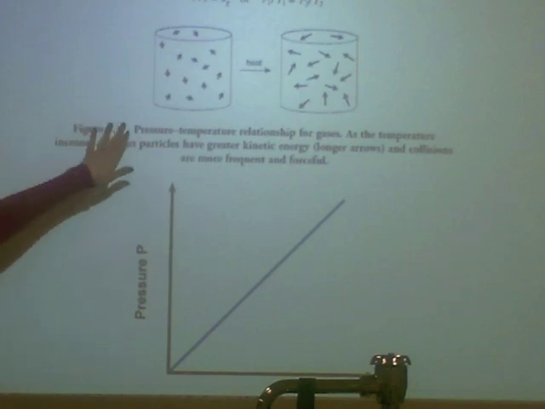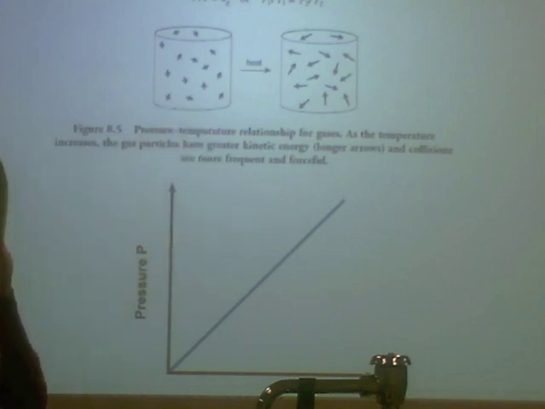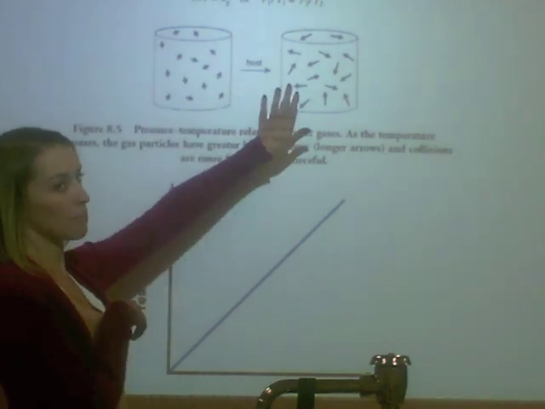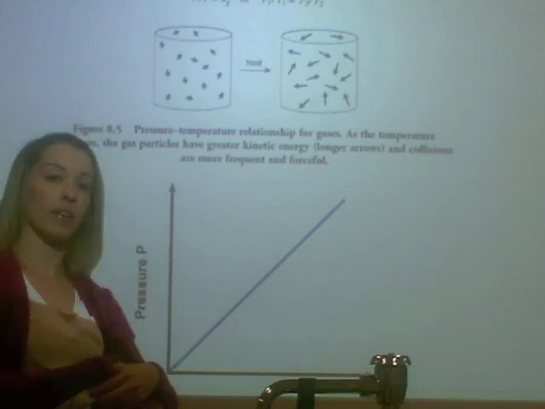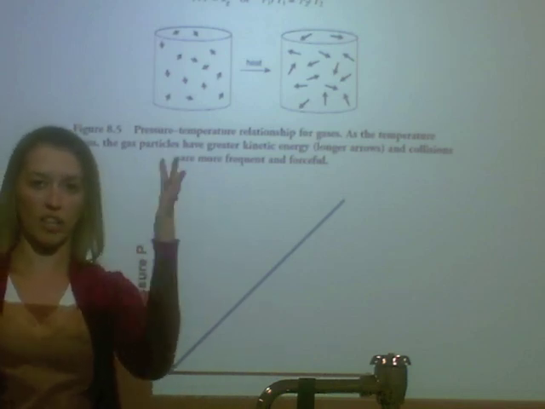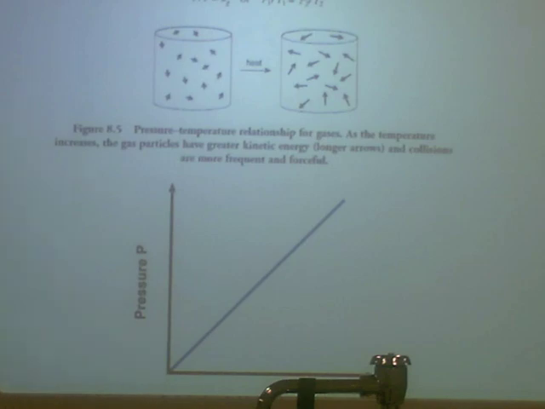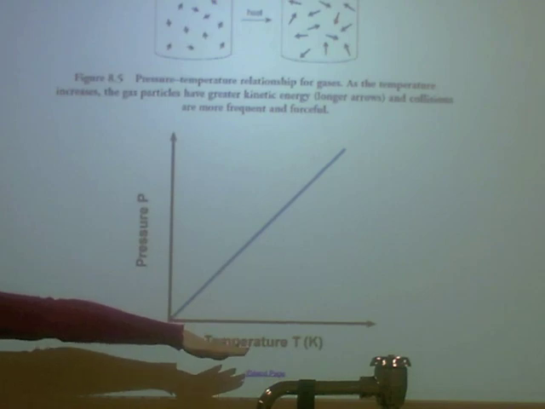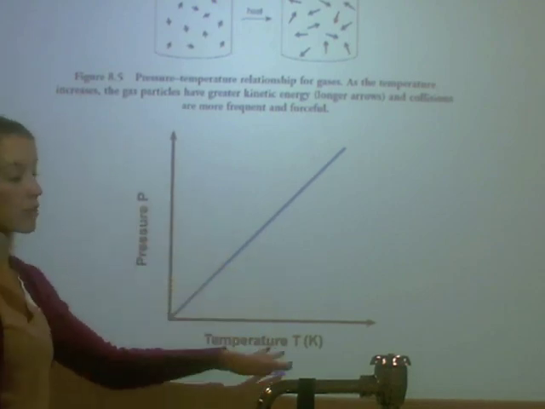Alright, so for the pressure-temperature relationship, at low temperature we're taking a shorter arrow, which means the particles don't have very much kinetic energy. And if we increase it by adding some heat to the situation, these arrows elongate, meaning that they're moving at a faster rate. So the temperature is increasing. Therefore, the pressure on the canister is increasing as well because the particles are moving faster. Here's a graph of what our pressure versus temperature would look like. It would actually be the same if we had volume versus temperature as well.